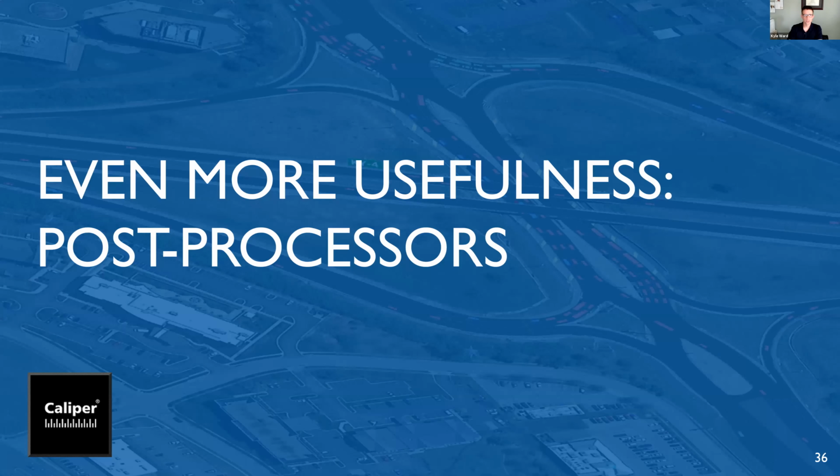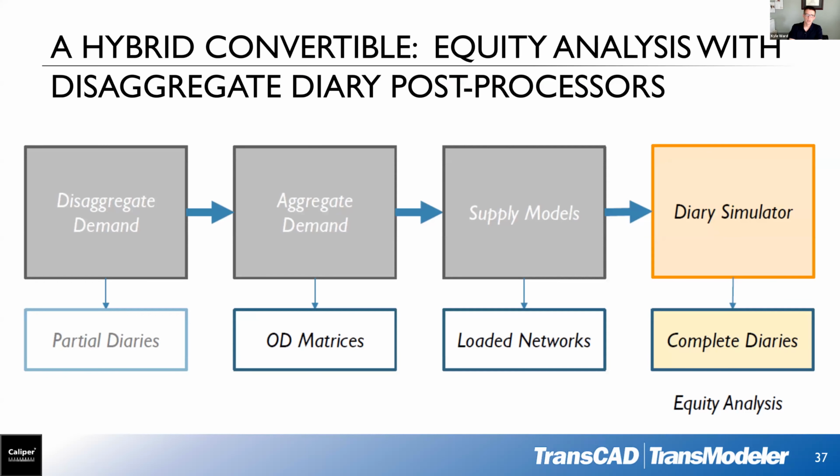Post-processors, this one I'll just cover real quick, but it's the idea that with these person-level models, we might be able to back into diaries. So after we have our aggregate traffic assignment and OD matrices, we could then synthesize back to complete diaries. This is something that we're thinking about, could be useful for measuring certain things about equity.